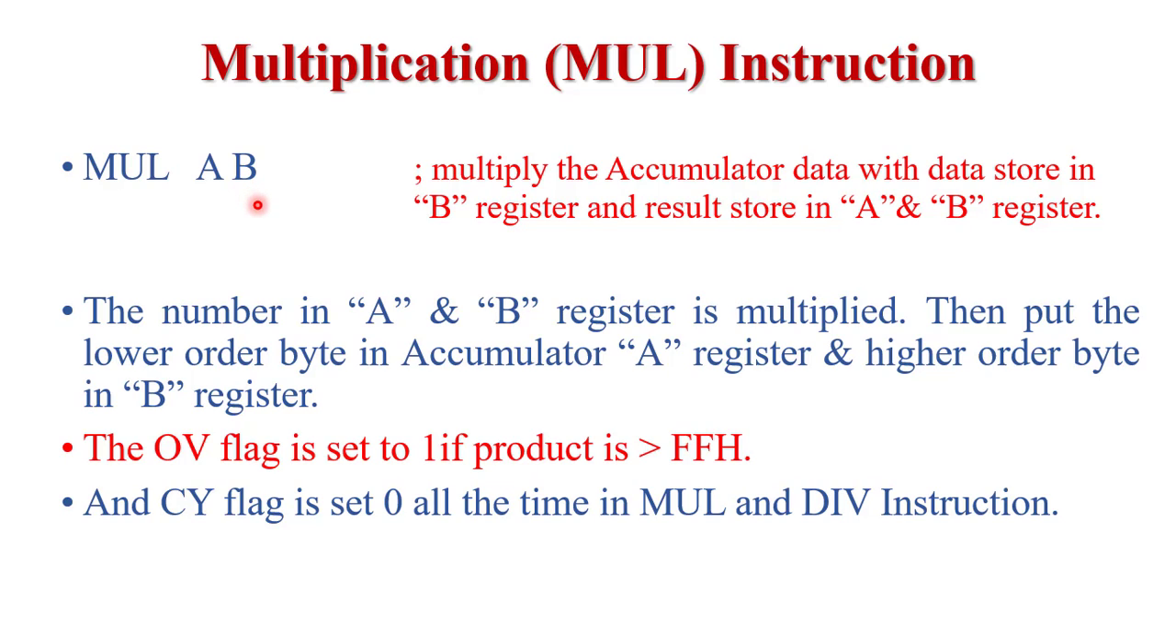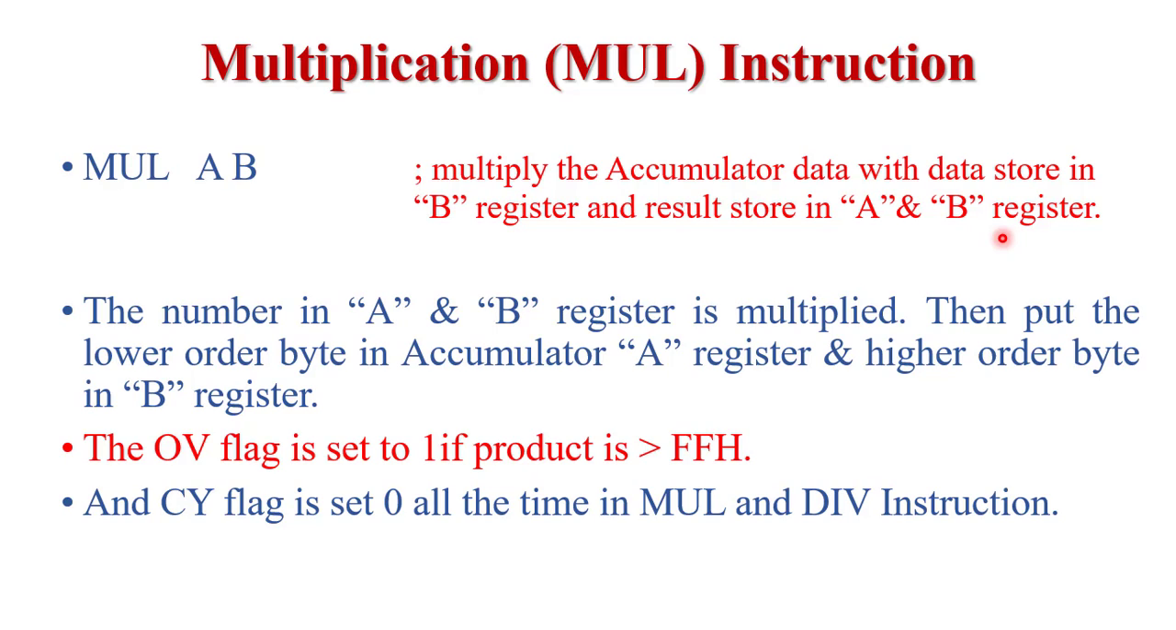So in case of both multiplication and division instruction, we should use only accumulator register and B register. We do not use other working registers like R0, R1, R2 up to R7 or Ri register. We only use accumulator register and second operand is stored in the B register only. This instruction tells that multiply the accumulator data with the data stored in B register and the result is stored in A and B register both.